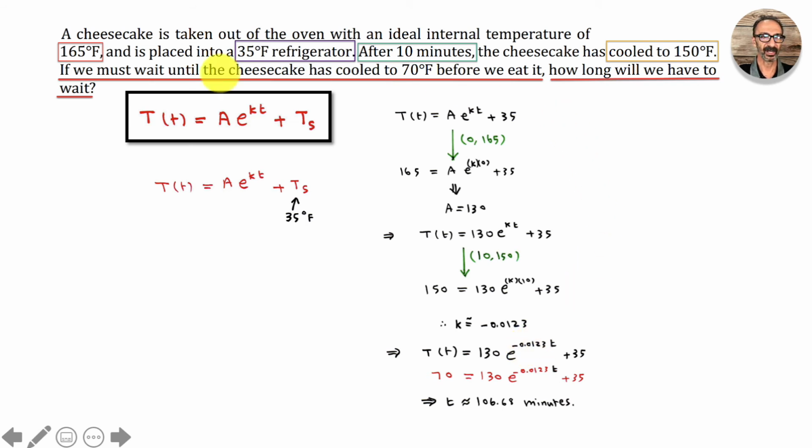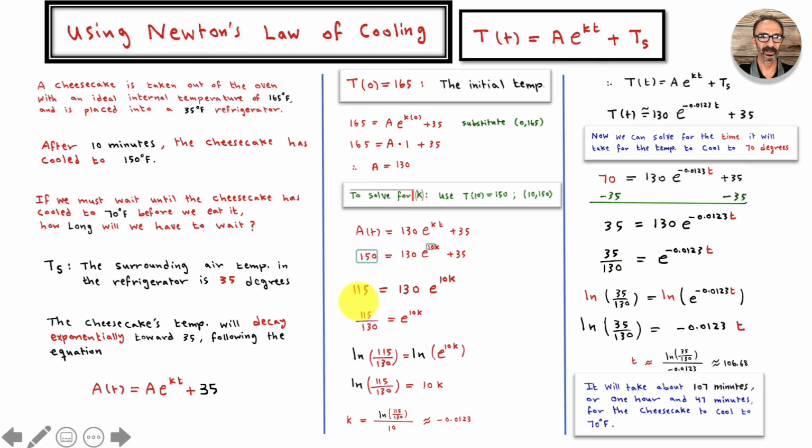And now, to answer the question, it says how long it will take to reach 70 degrees. 70 degrees is my output. We're solving for t with the steps being skipped right here. T is about 106.68 minutes, over an hour. Need more steps? They're all right here. It's about 1 hour and 47 minutes for it to cool down to 70 degrees. That's if you put it in the refrigerator or taking it from the oven, which, as I said, I won't do that.